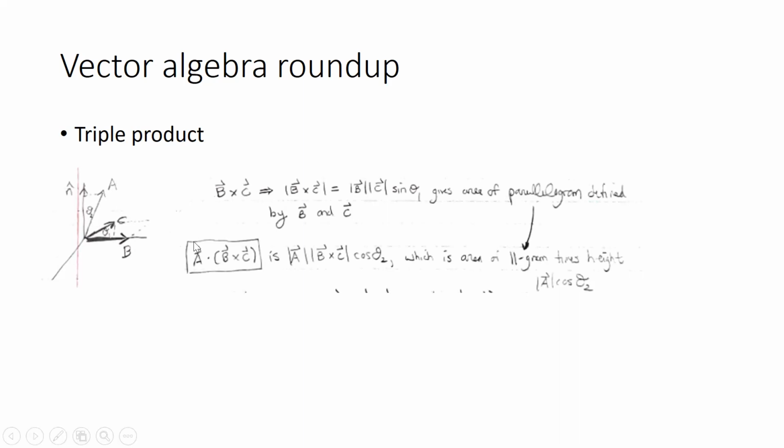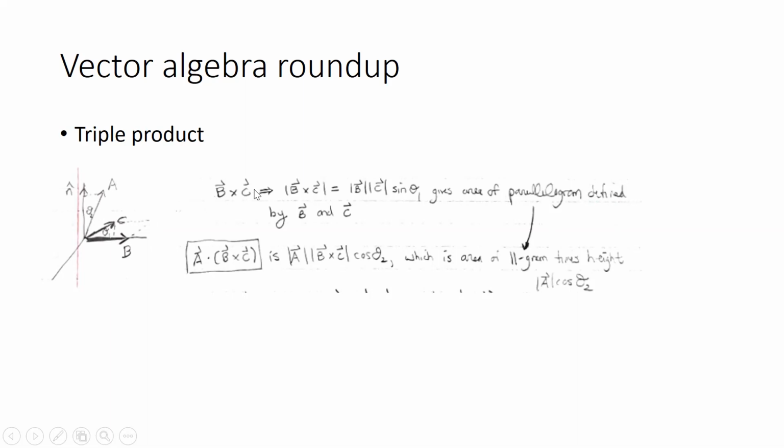So it turns out that this form, the dot product of A with B cross C, is related to the volume of the parallelogram. So the parallelogram, which is formed by these three vectors. Okay, so this would be the base of the parallelogram, and the height of the parallelogram would be the vector A. So why is that?